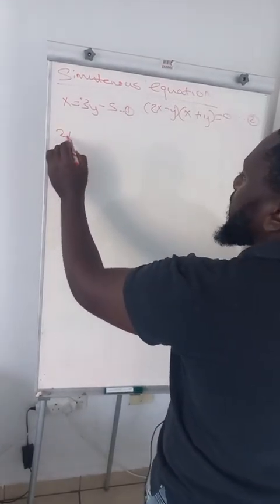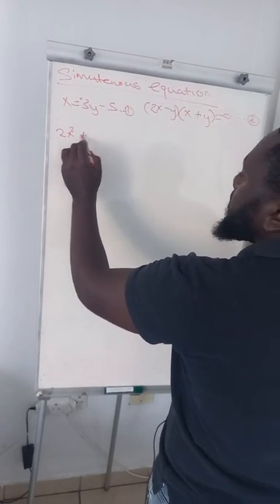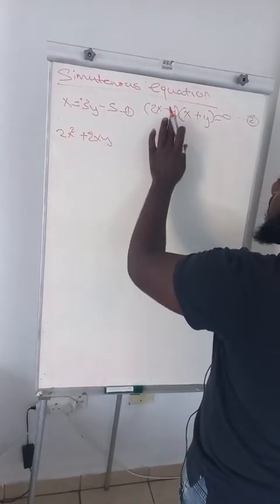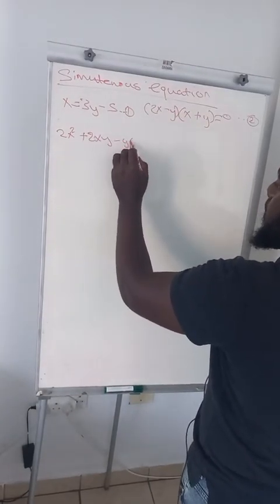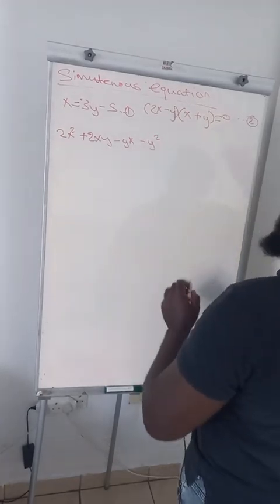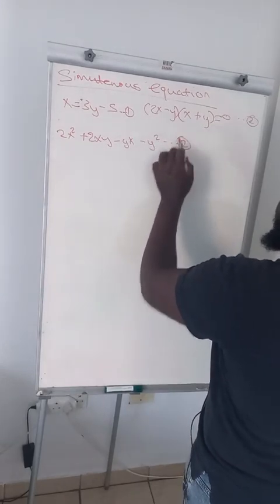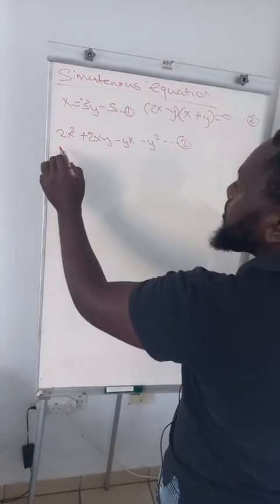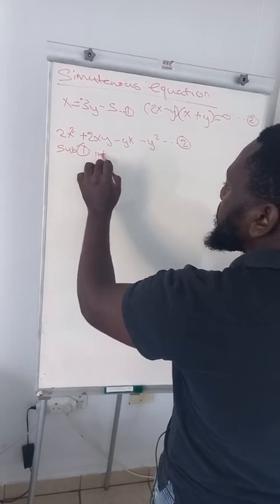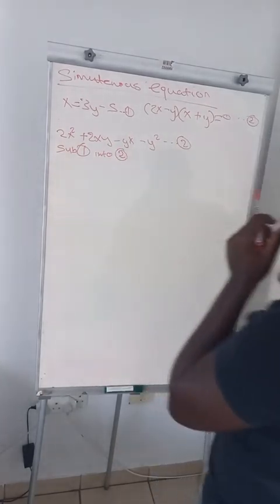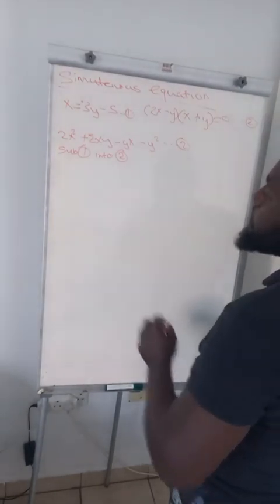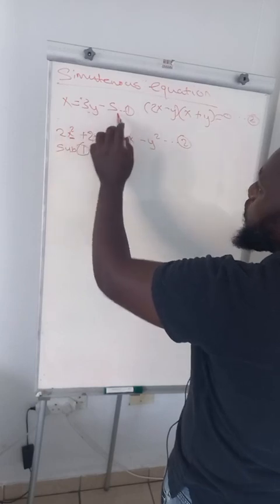You'll get 2x squared plus 2xy. Then again, you'll have minus yx and then negative y squared. So this is still equation 2. Now, your next step should be what? Substitute equation 1 into equation 2. So once you have this, where there is x, place 3y minus 5.